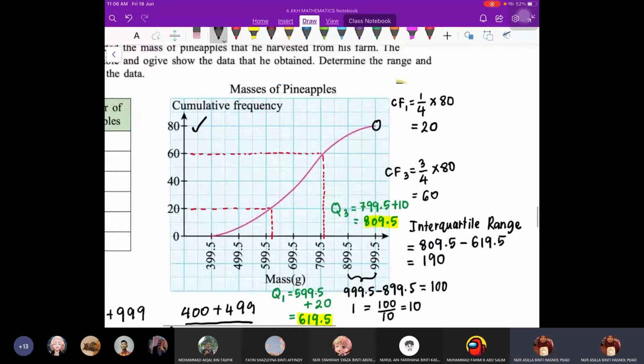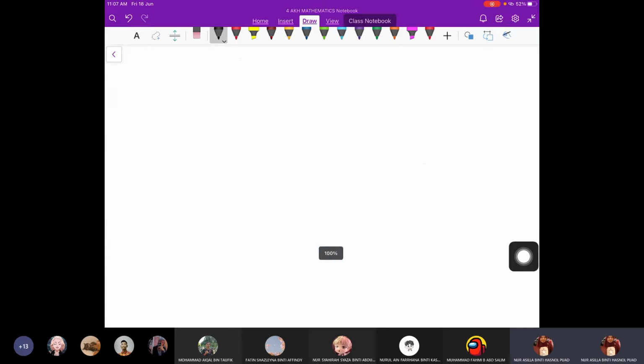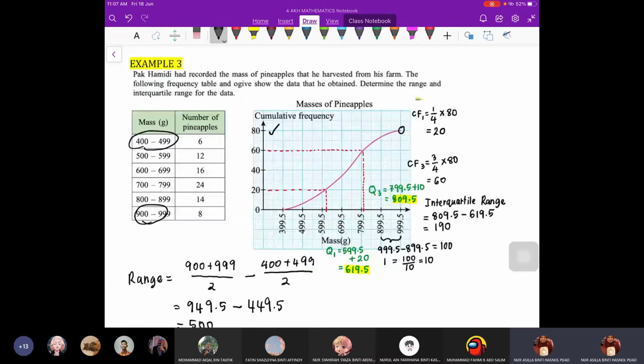Step by step. Kena kira dulu your cumulative frequency. And then find your quartile. Barulah interquartile range, kita tolakkan third quartile and first quartile. So you get your answer 190. Okay, so that is about range and interquartile range.